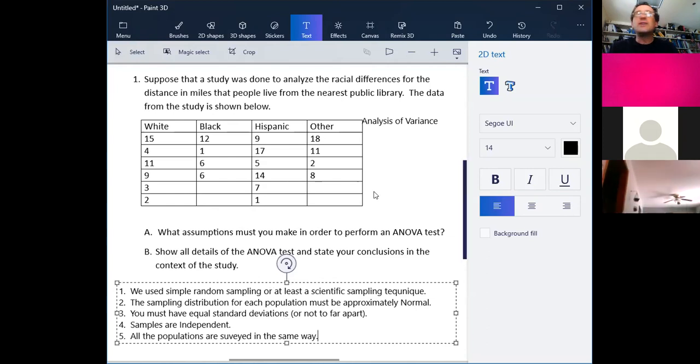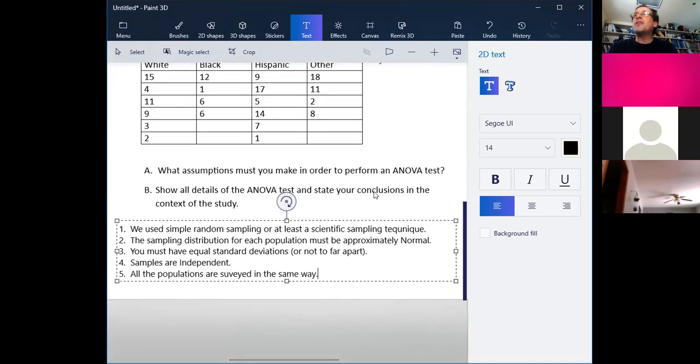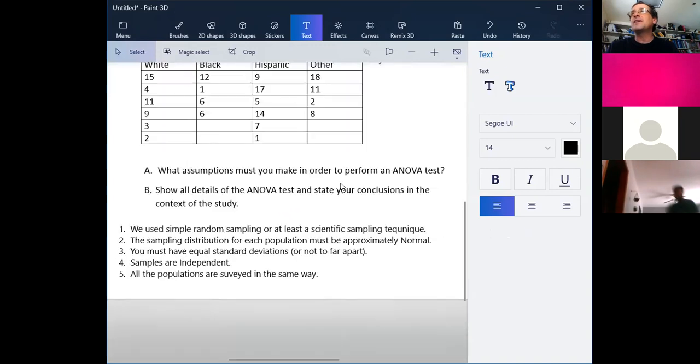Okay, so now the next question is, show all the details of the ANOVA and state your conclusion in the context of the study.